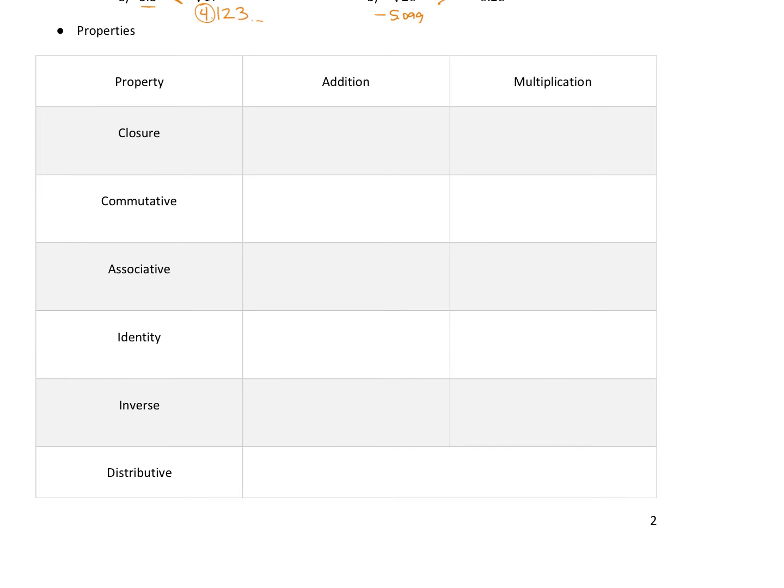Okay, so let's write this down. I'm going to do it with letters just so it works for anything. So if I say A times the quantity B plus C, that becomes A times B plus A times C. Distributive.